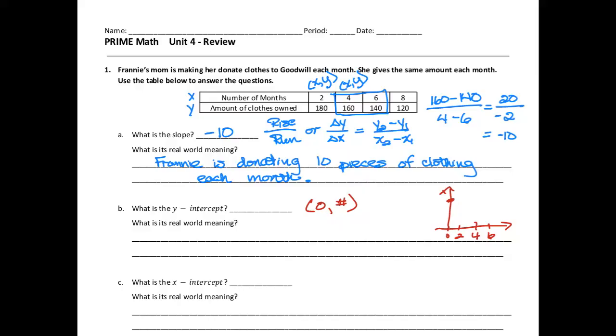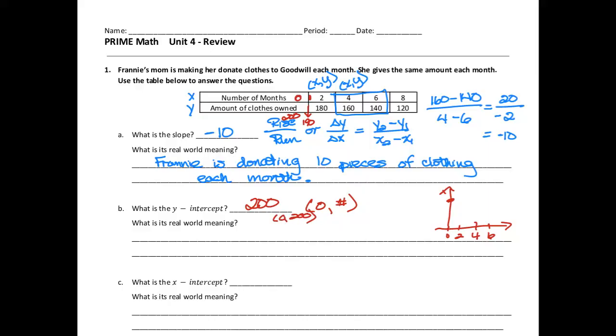So if x is equal to 0, which I don't even have up here in this table, that 0 would be right there. Okay, so if I'm going backward in time, and this is 1 month, I would need to say that in 1 month, she owned 190 pieces of clothing. So that means at 0, if I add 10 more, that would be 200. So the y-intercept here is 200, or you could say it as 0, 200.